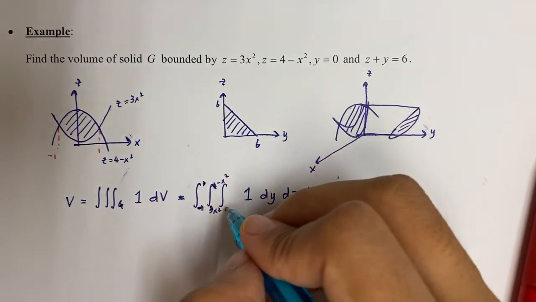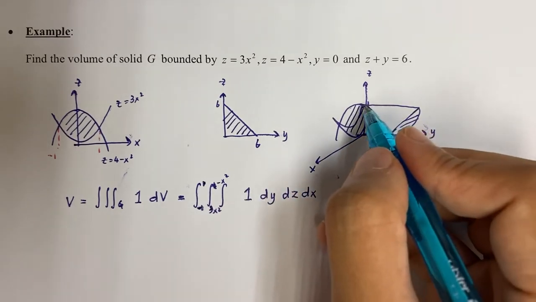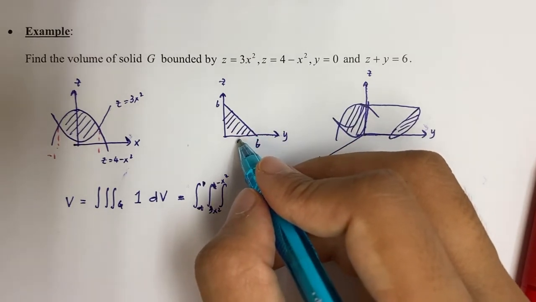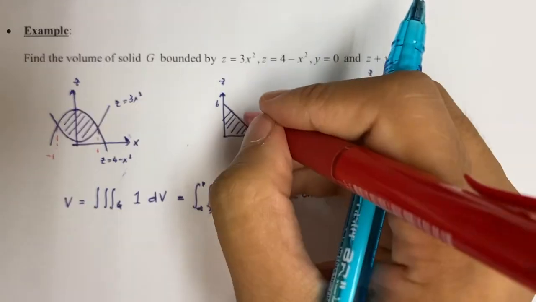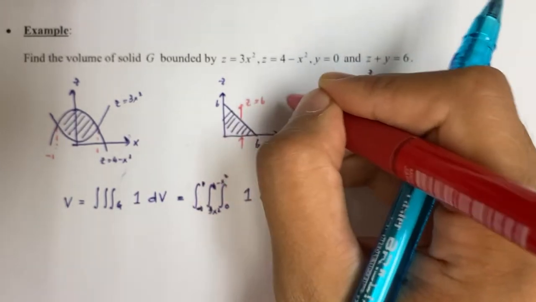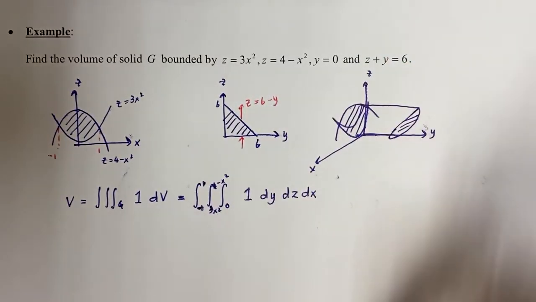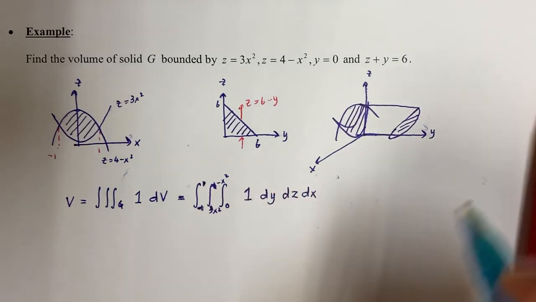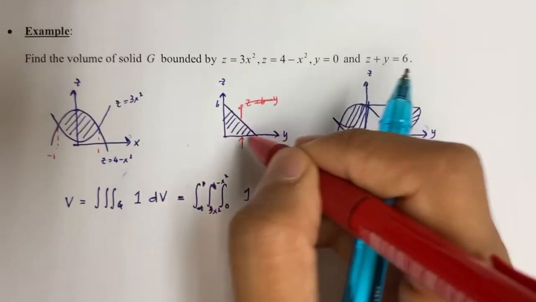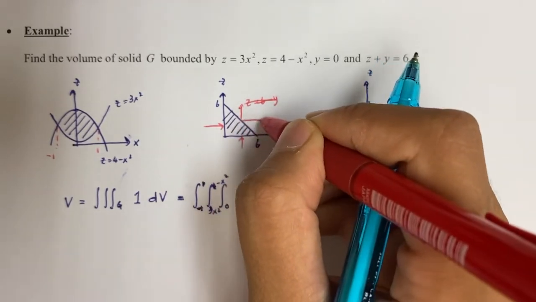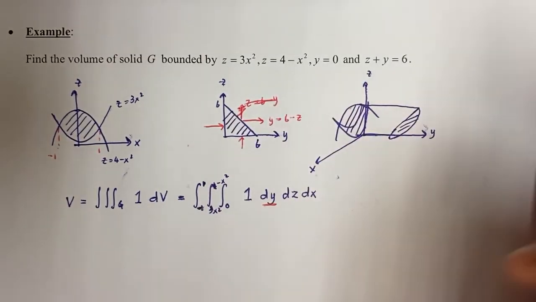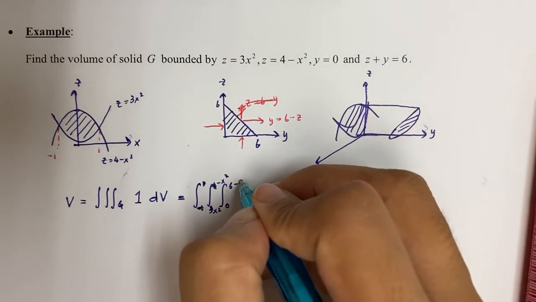Then for the limit of z, the height is from this one. z's limit is from 0 to this line. From 0 to this line. This line is z equal to 6 minus y. Now we need to find the y limit, dy. So for the y limit, it is from 0 to this line where y equal to 6 minus z. So 0 to 6 minus z.